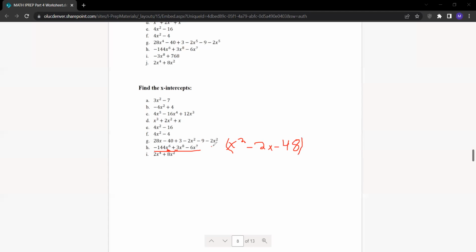And out here we have 3x to the 6th. So one of our answers is 0. Then we'll have to factor this. So what adds to -2, but multiplies to -48? We have x minus 8, x plus 6. And when we do that, we get +8 and -6. So those are our 3 answers for H. Let's go ahead and do one more.